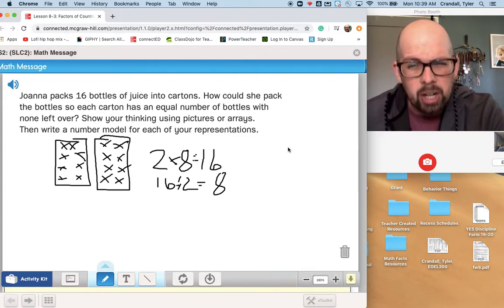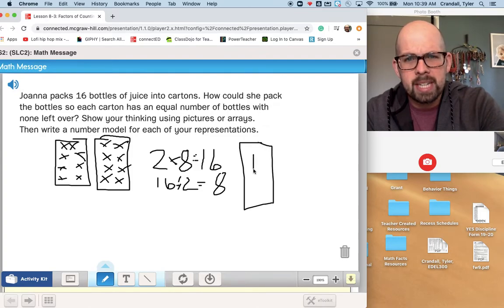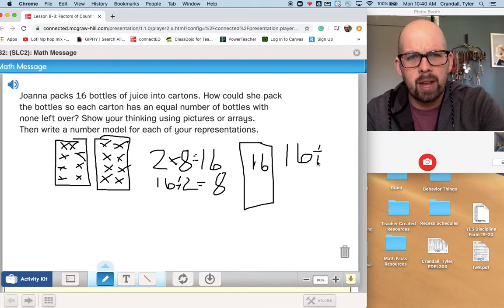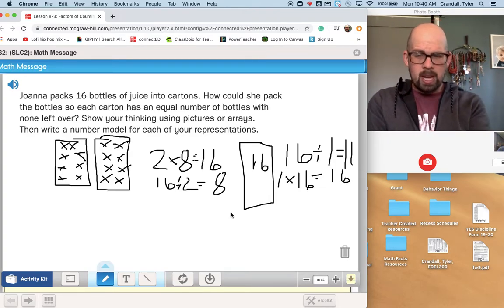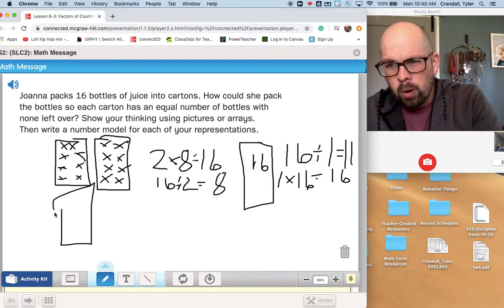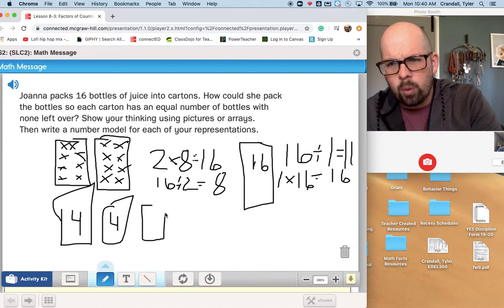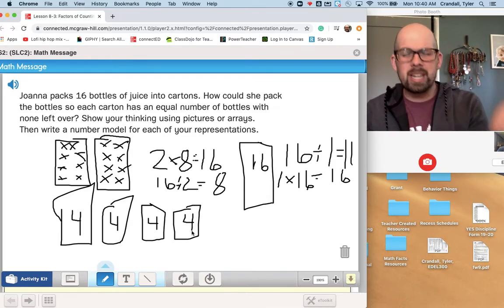You could do one carton with 16 in it, because 16 bottles divided by 1 carton would give you 16 bottles in that one carton. You could also write that one as 1 carton times 16 bottles equals 16. Maybe you did it as 8 cartons with 2 in each. Maybe you even did 4 cartons with 4 in each carton, because 4 times 4 equals 16, or 16 divided by 4 equals 4.